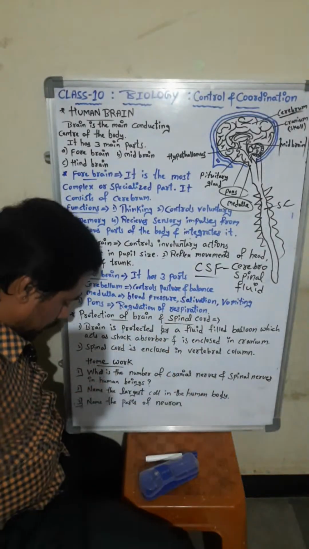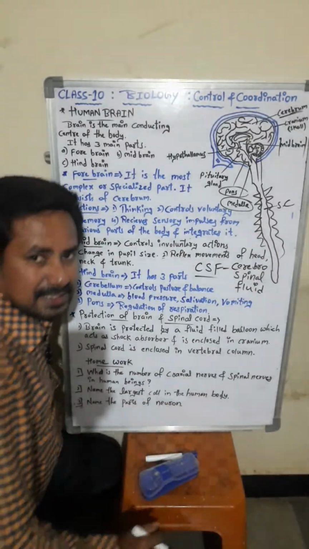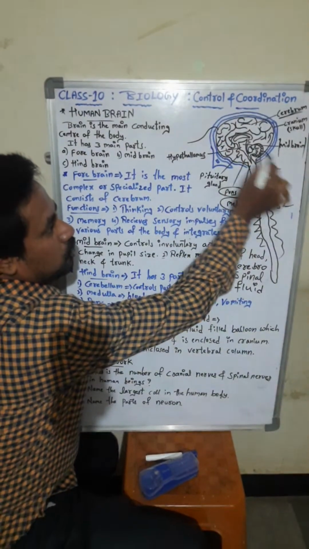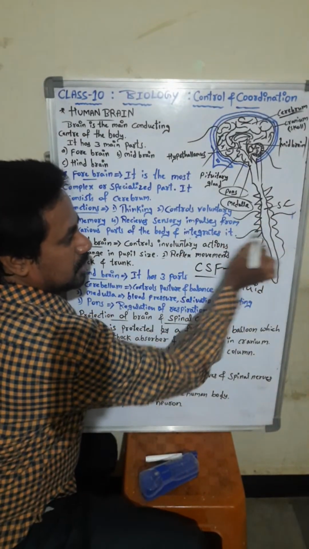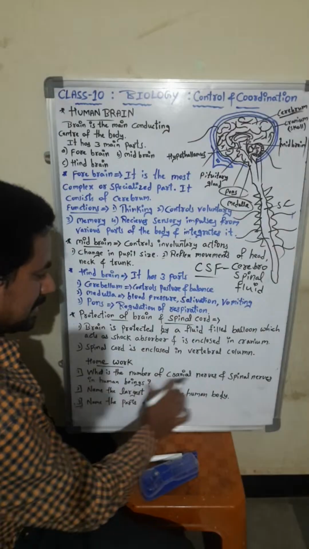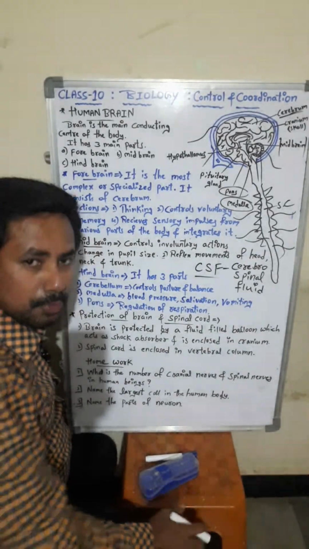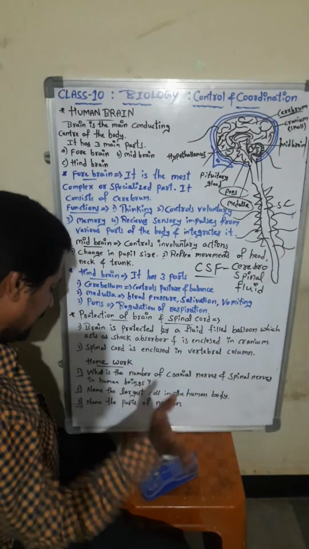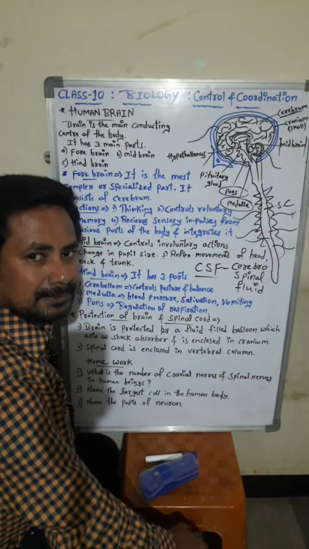So homework for you, students. What is the number of cranial nerves and spinal nerves in human beings? As I have already told you, the nerves coming out from the brain are called cranial nerves. The nerves coming out from the spinal cord are called spinal nerves. So what is the number? In the last class we studied this. Next, name the largest cell in the human body. Which is the largest cell, students? And the third question is, name the parts of neuron, as we have seen in the last class.